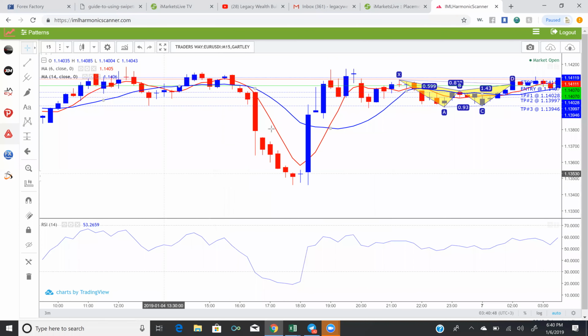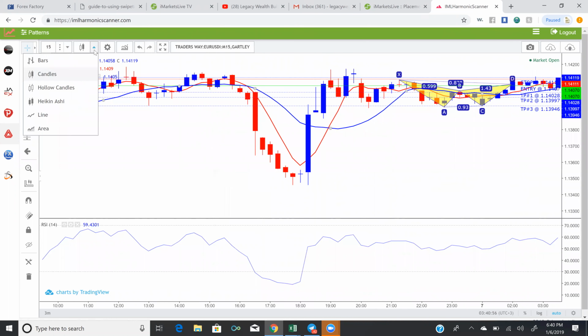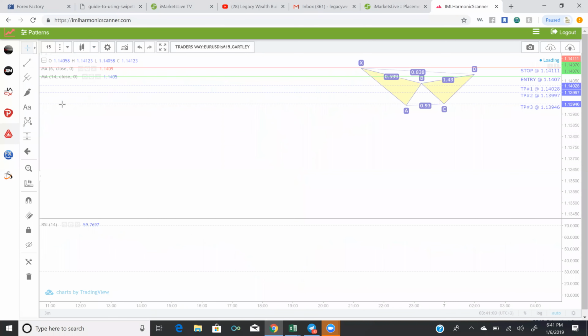And I want to deal with my main window first. I'm going to change everything in the main window. So I'm going to go here where it says candlesticks and bar style. I want to change it to Heikinashi.